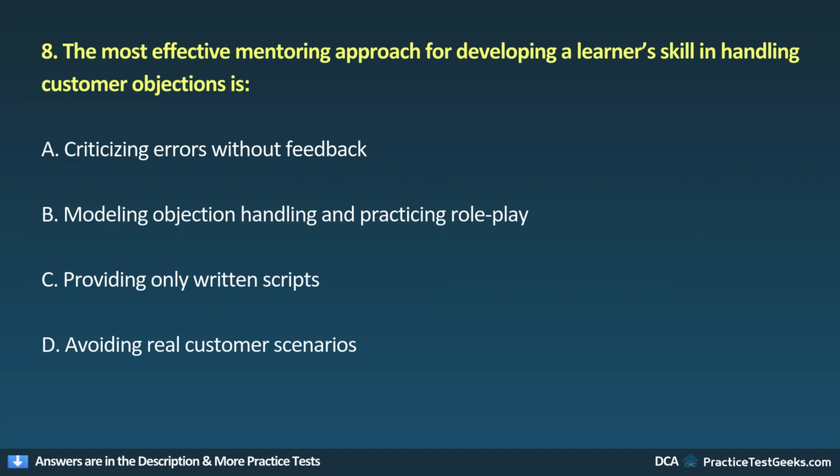8. The most effective mentoring approach for developing a learner's skill in handling customer objections is A. Criticizing errors without feedback. B. Modeling objection handling and practicing role play. C. Providing only written scripts. D. Avoiding real customer scenarios.